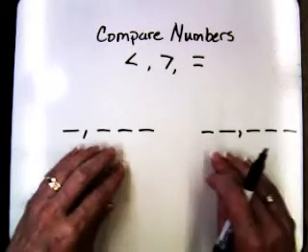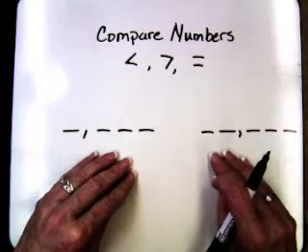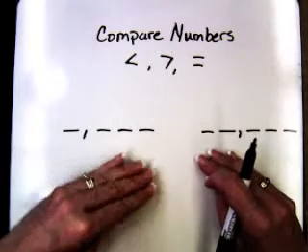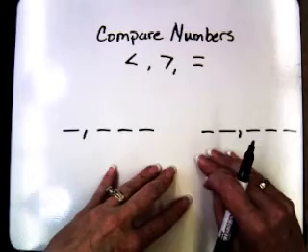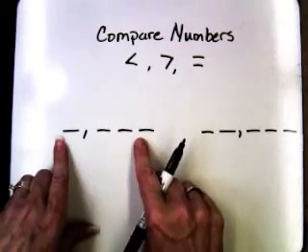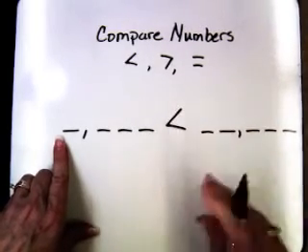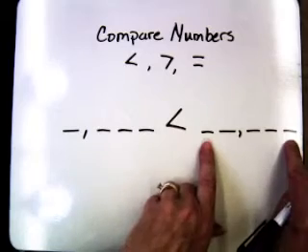So looking at the number of digits that are in a number is going to be the first thing I look at, and that's going to tell me which one is the greater number. So a 4-digit number is always going to be less than a 5-digit number.